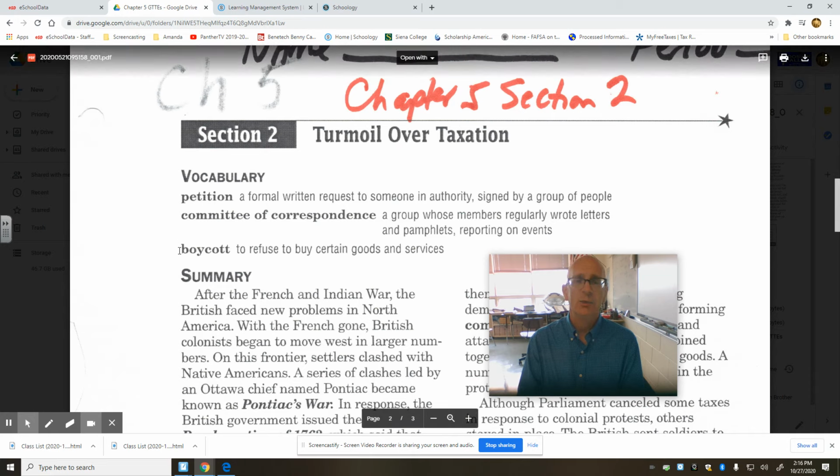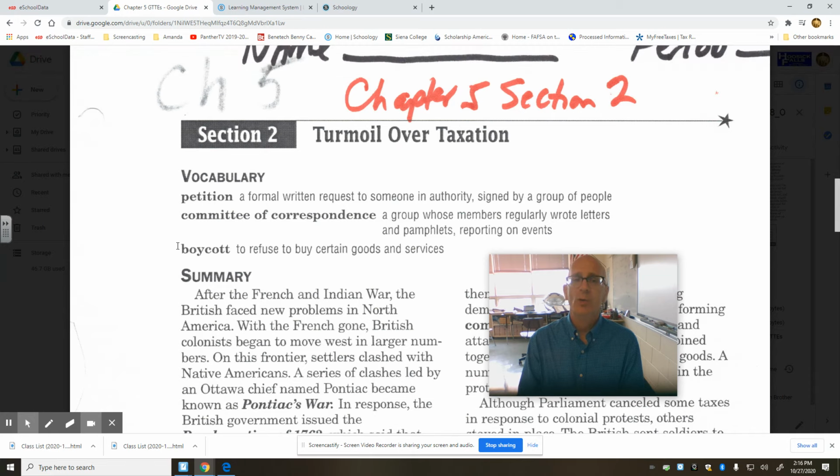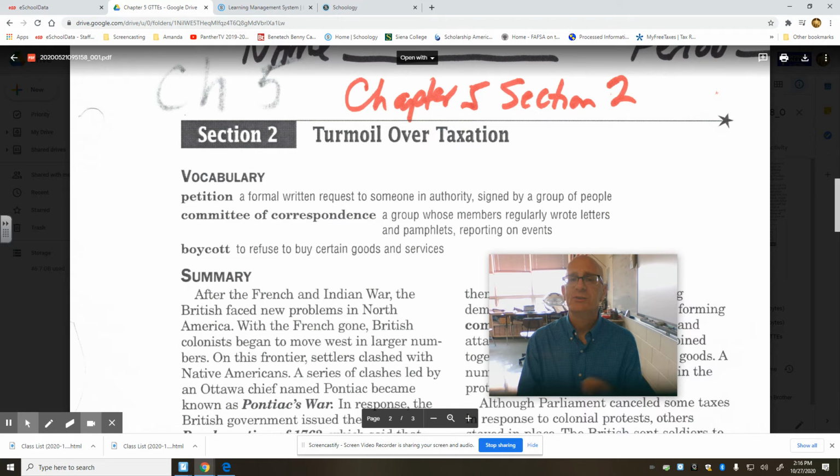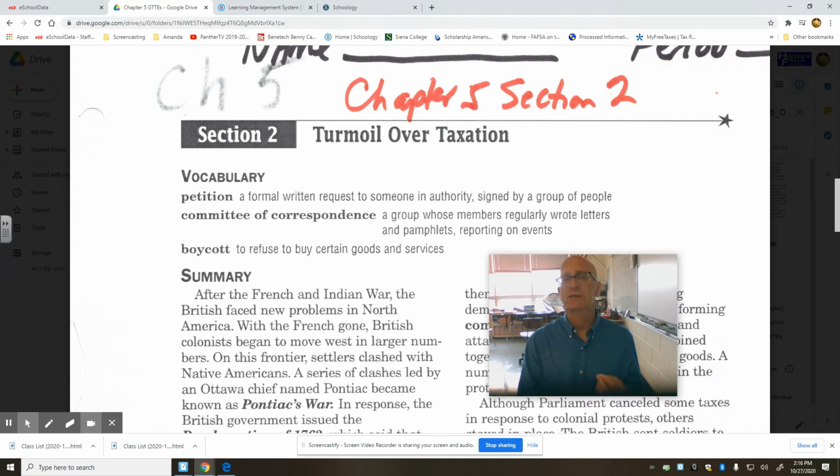And lastly, we've got boycott. A boycott is a refusal to buy certain goods and services. The term boycott means to refuse to buy certain goods and services.